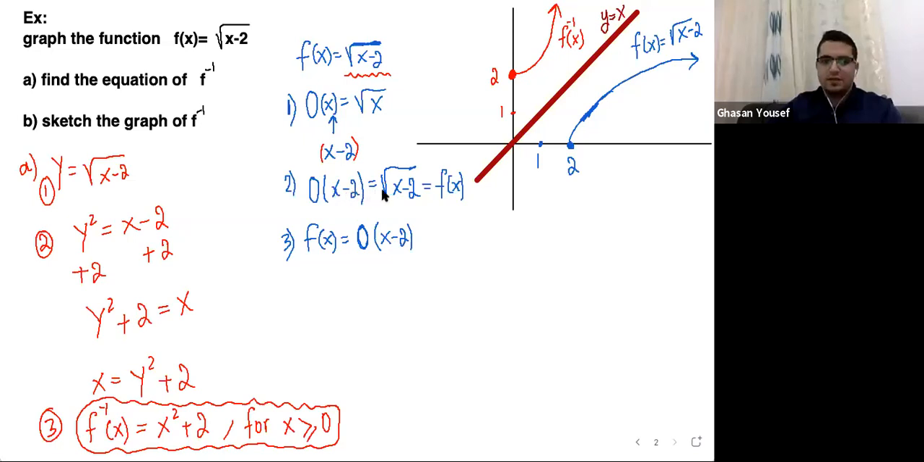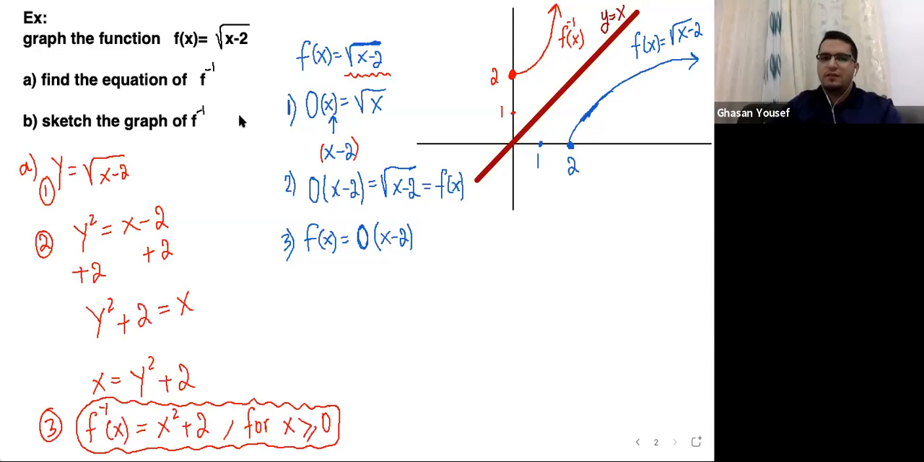Okay, now O of x minus 2 equals the square root of x minus 2. This is exactly similar to f of x. So this is equal to f of x. Now f of x equals the original function at x minus 2. So to graph f of x, we have to graph the original function, the square root, like I graphed it before. Then we have to shift it 2 units to the right. Why 2 units? Because inside the parentheses we have x minus 2. This means we have to shift the original function 2 units to the right. So we shifted 2 units to the right. This is the blue curve.